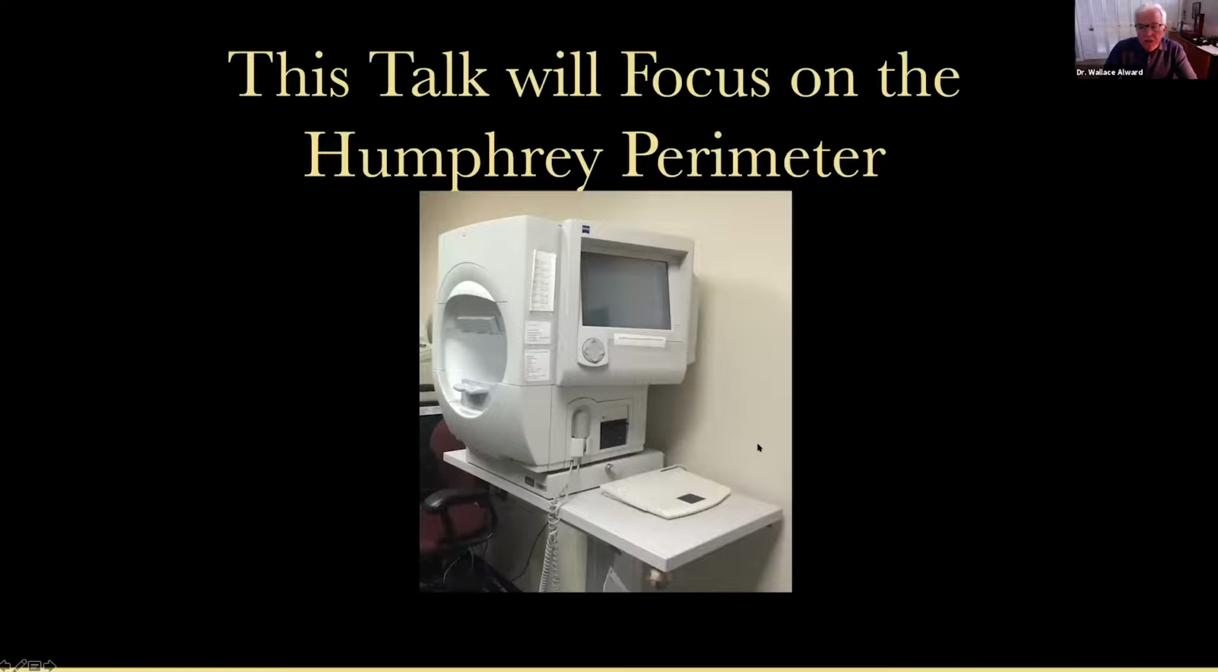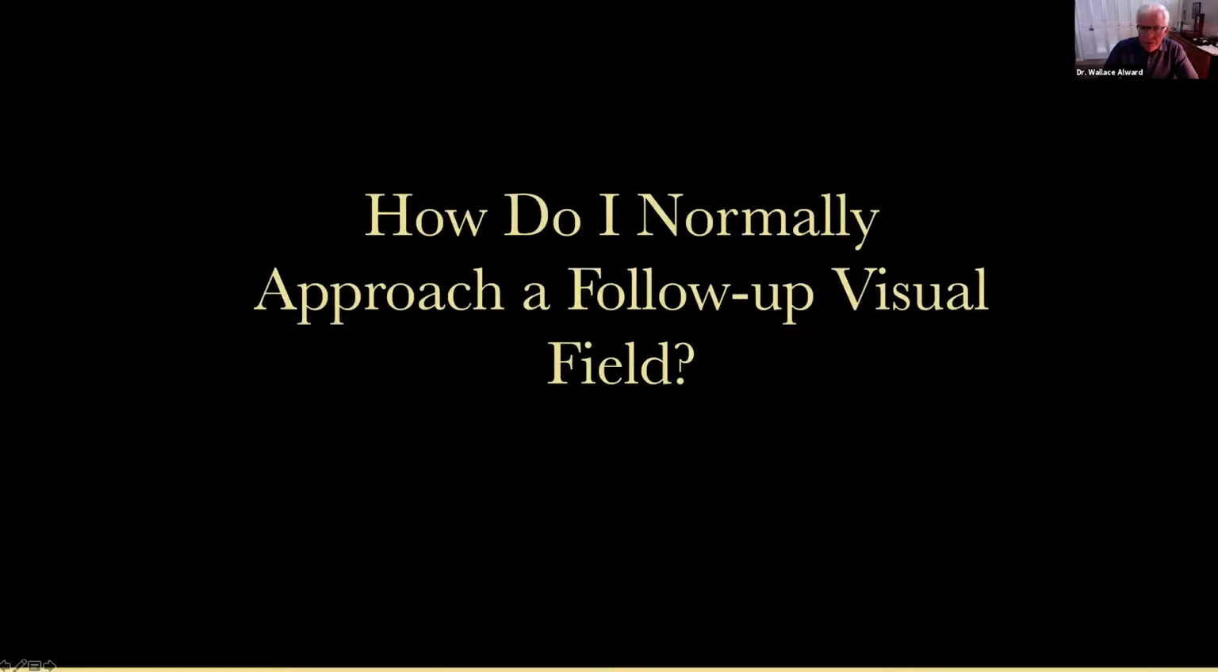I'm going to talk specifically about the Humphrey perimeter. I think most of what I'm saying is going to be applicable to the Octopus, but at least where I live, in our practice and all the referring practices around us, this is the device that is used. Part of my reason for giving this talk is that I see a lot of patients sent in who are felt to have glaucoma or worsening glaucoma with visual fields that are really unreadable. So I really want you to come away recognizing some of these patterns that we just showed in those questions, and when to throw a field away and not use it.